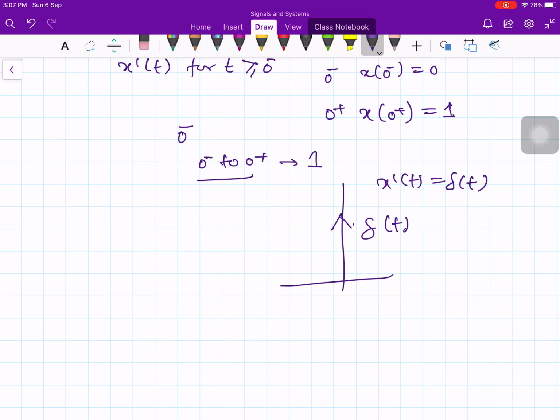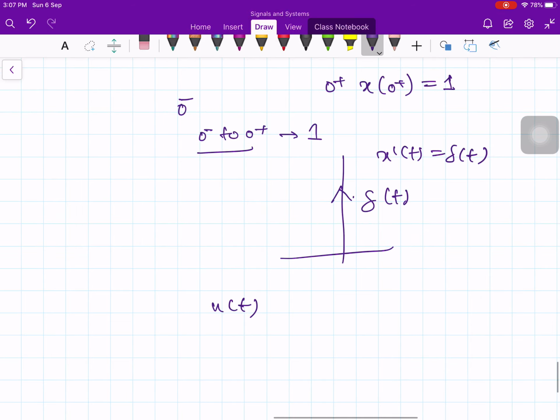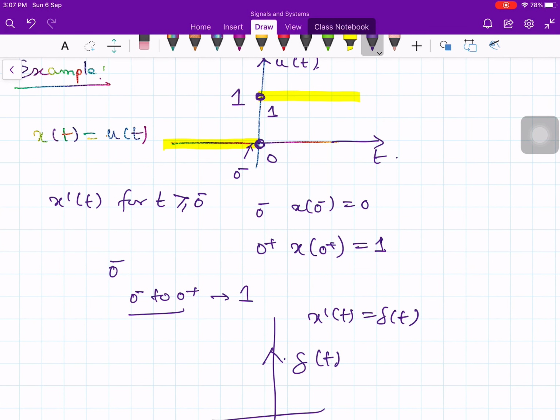This we have already discussed. Therefore the derivative describes the behavior of the function u of t from 0 minus to 0 plus as an impulse. And from t equals 0 plus onwards, there is no derivative, right? If you look at this function from t equals 0 plus onwards, there is no change, it is constant. If you take the derivative of a constant function, then it becomes 0. It is a flat function, so the derivative becomes 0.